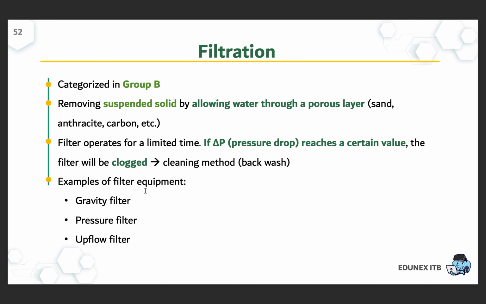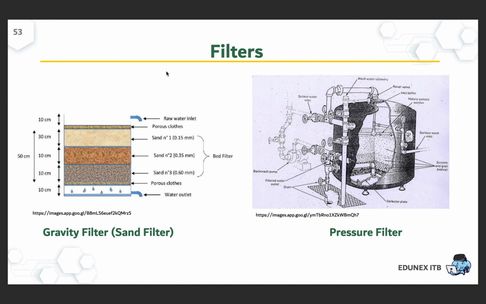The examples of filter equipment are the gravity filter, pressure filter, and the upflow filter. But what we discuss in this slide is the really conventional one. So this is the gravity filter. It consists of sand. Here you have various sands and various stones with different sizes, and then you put them in a certain way, and then you get the filter.